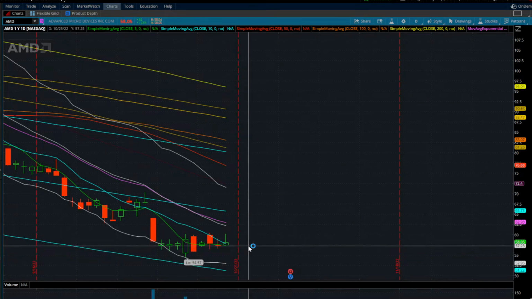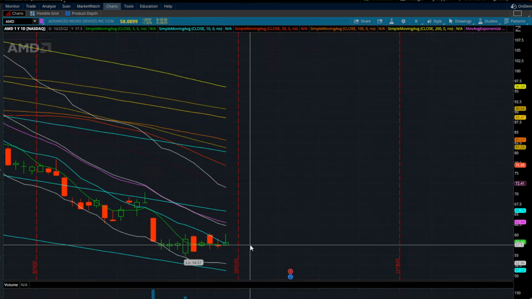One thing that I do want to kind of keep on the forefront of everyone's minds is this $57 and around 40-cent range on AMD. Now, if AMD does start to give up the 5-day moving average on the daily time frame, okay? So if you go over to your daily charts and you look at the candlesticks, each candle is going to represent 1 day's worth of trading action.